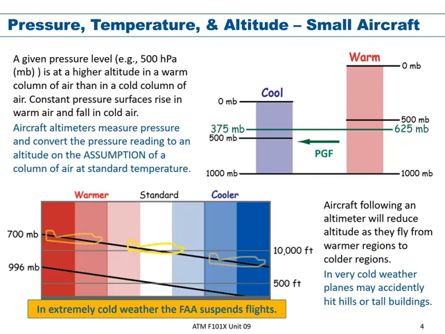This behavior is a big deal for small aircraft. These planes have altimeters that use pressure measurements to determine their altitudes. The conversion from pressure to altitude is based on a standard atmosphere at a standard temperature. In a warmer atmosphere, the plane's altitude is actually higher, and in a colder atmosphere, it is actually lower. In very cold weather, the planes may accidentally hit hills, tall buildings, or the ground. This is why the Federal Aviation Administration suspends flights during extreme cold.